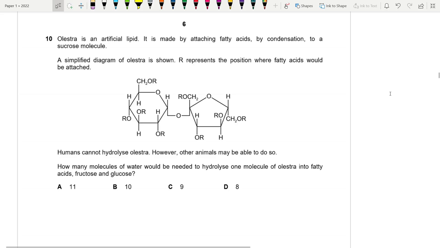Olestra is an artificial lipid. It is made by attaching fatty acids by condensation to a sucrose molecule. A simplified diagram of olestra is shown. R represents the position where fatty acids would be attached. Okay. Humans cannot hydrolyze olestra. However, other mammals may be able to do so. How many molecules of water would be needed to hydrolyze one molecule of olestra into fatty acids, fructose, and glucose?